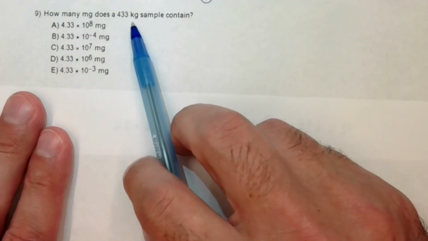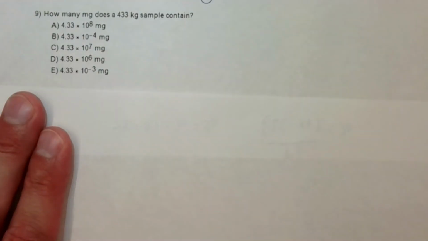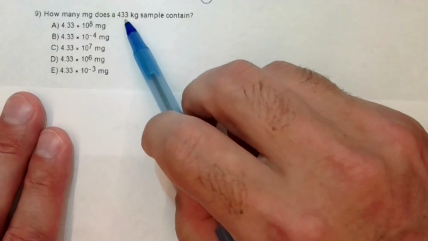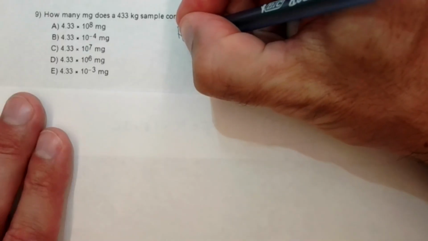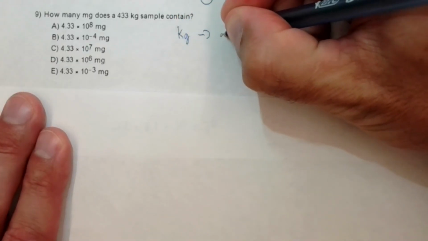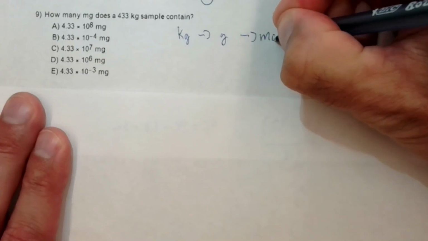All right, number 9. It says, how many milligrams does a 433 kilogram sample contain? Now, you could look up the conversion between kilograms and milligrams, but I'm going to pretend that I don't know that, and I'm only going to know kilograms to grams and grams to milligrams, which means I need a plan of attack so I can do this in 2 steps. So I'm going to go from kilograms to grams to milligrams.